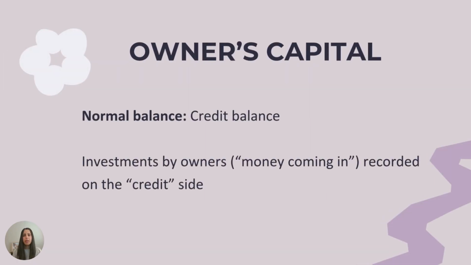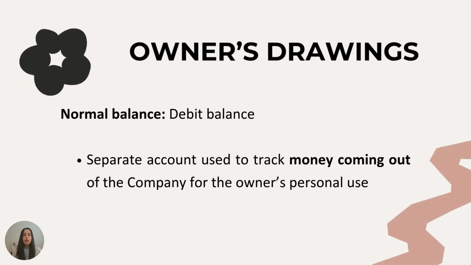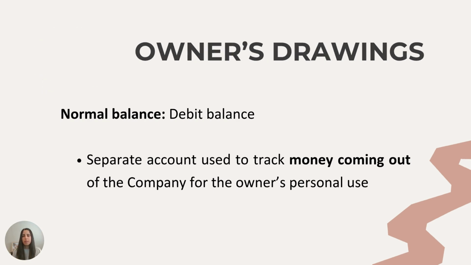Now we're going to go into some individual accounts that sit under owner's equity. So we have owner's capital. The normal balance for owner's capital is a credit balance. So when the owner, for example, invests, puts money into the business, that will be recorded on the credit side. But drawings, which is another component of owner's equity, is normally in a debit balance. That's a separate account altogether, and it's going to track money that's coming out of the business when the owner takes money out for personal use.